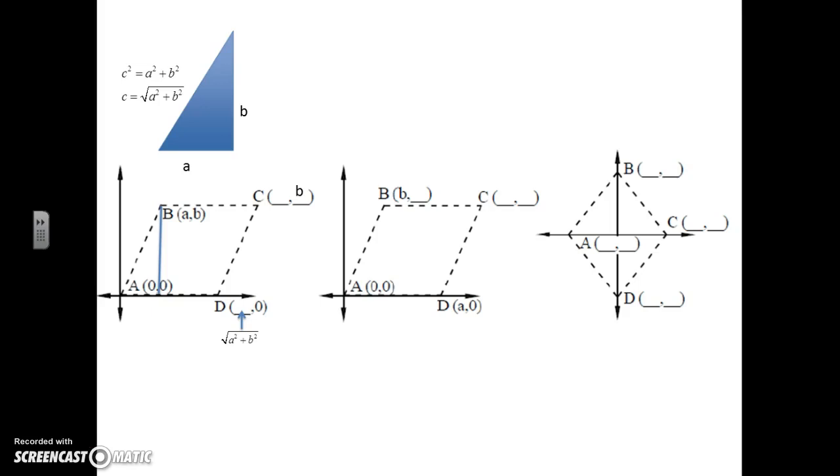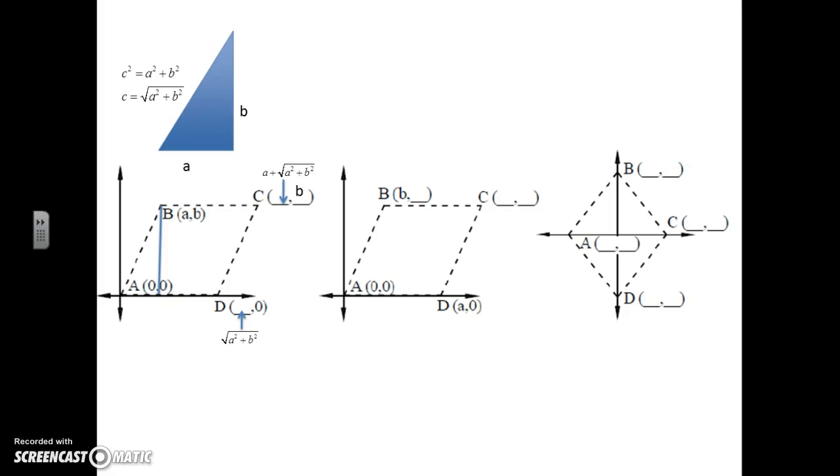Now, point C, the x value is the square root of a squared plus b squared, but I have to add an a to it because we're already shifted a over on the top. So we have now found all of the coordinates of this example. Now let's look at the next one.